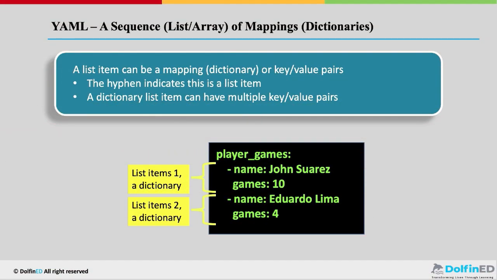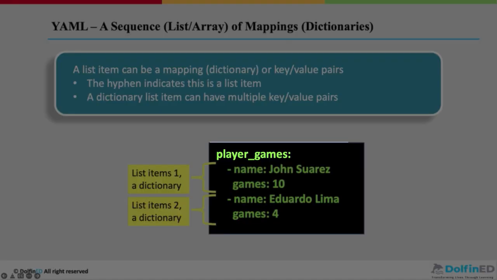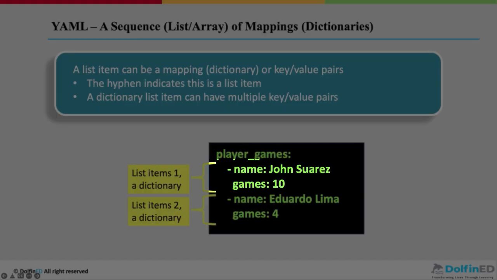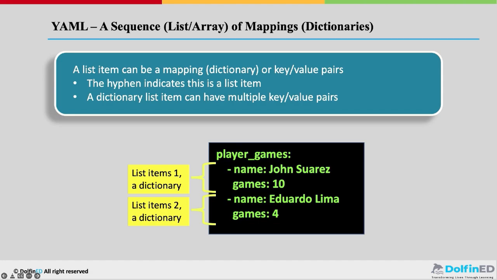So I have multiple dictionaries, and I'm going to represent each of them as a list item. How can I do this? So I have a key that is player games. Okay, and now I have two players, John Suarez that played 10 games and Eduardo Lima that plays only 4 games. So how can I represent that? And it's important for me to have the one that has the higher number of games at the beginning of the list. So how can I do this?